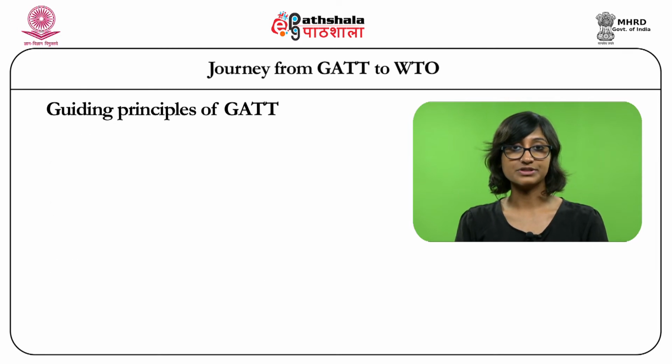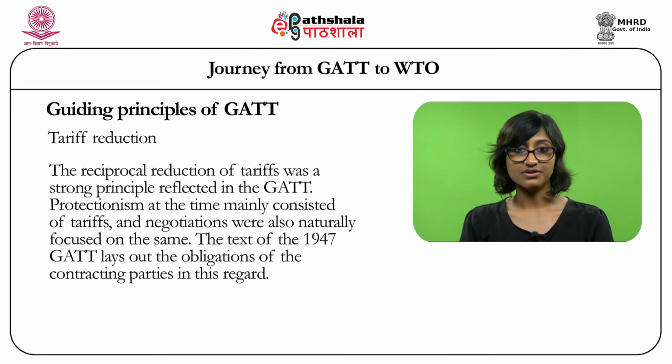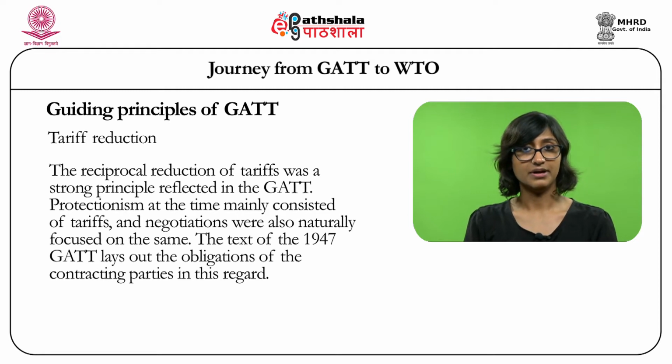The third guiding principle of GATT is tariff reduction. The reciprocal reduction of tariffs was a strong principle reflected in the GATT. Protectionism at the time mainly consisted of tariffs, and negotiations were also naturally focused on the same. The text of the 1947 GATT lays out the obligations of the contracting parties in this regard.